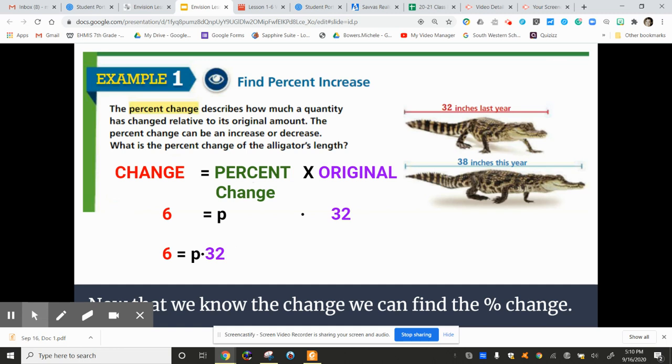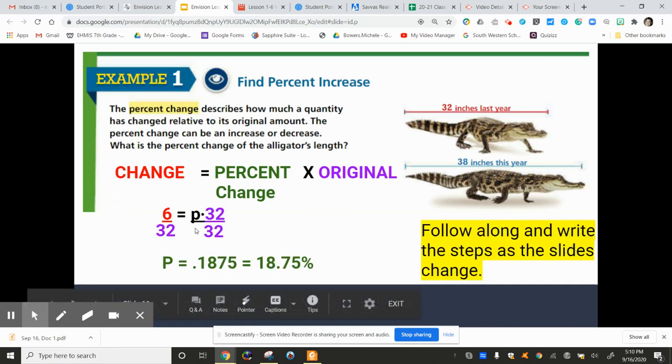So let's solve this equation. This is a one-step equation. You've already learned how to solve these. The opposite of multiply is to divide. So we're going to divide both sides by 32, so that I'm really doing the change divided by the original amount. So 6 divided by 32. When I do that, I get this decimal, and it's actually a terminating decimal. To change it into a percent, we move it 2 spaces to the right. So 1, 2, and I get 18.75%. If you're looking on page 158, you can see that that is the answer they have in the book.